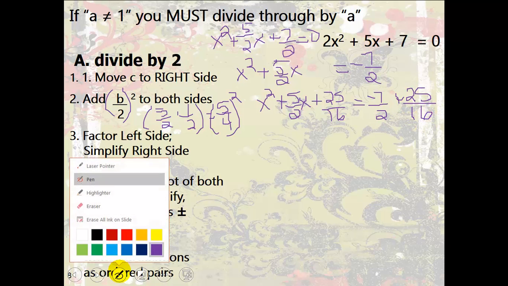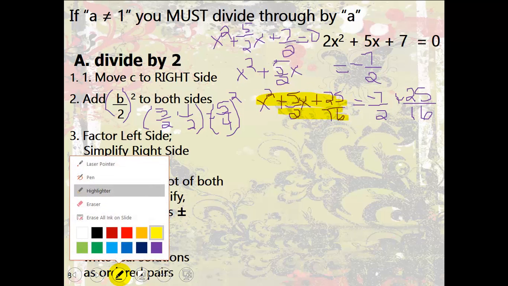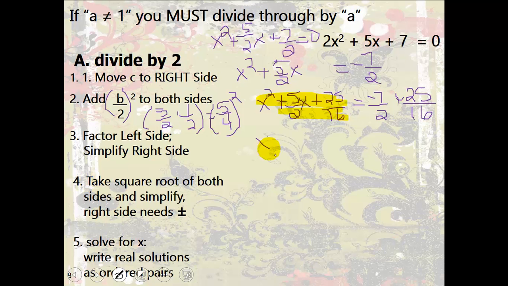Now I've created a perfect square trinomial here. This is a perfect square trinomial. It's very easy to factor. You're going to get x. If you can follow a pattern, you can do this every time. x plus 5/4, and that whole thing squared.